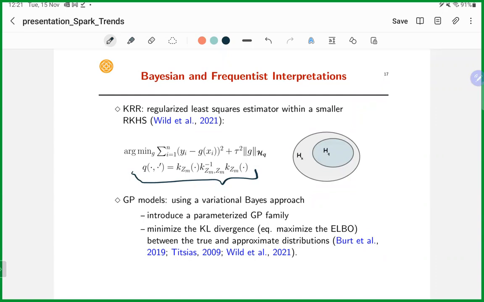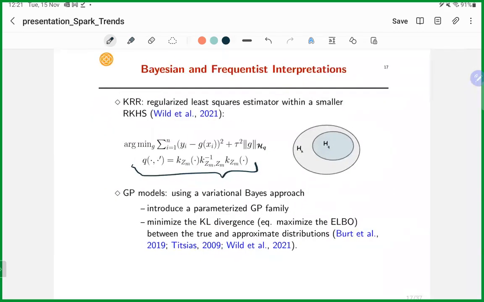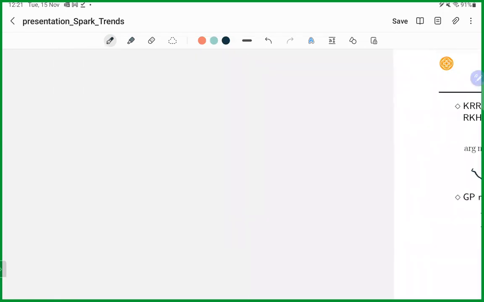From a Bayesian perspective, this is a variational model. These M points introduce a parameterized family of Gaussian processes, and using the evidence lower bound, or ELBO, we find the best distribution in this family that approximates the true distribution. It's like minimizing the KL divergence between the true distribution and an approximate distribution parameterized using this set of M inducing points.